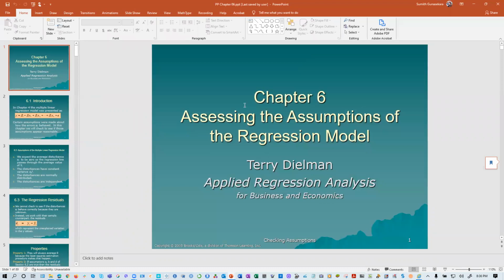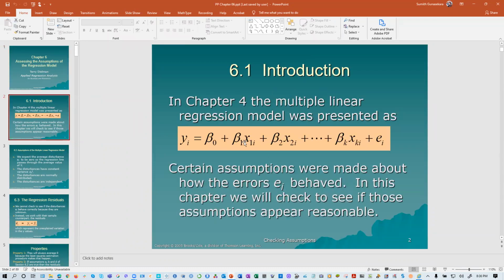This is in the assumptions of the regression model. You can remember that this is the multiple regression model. We have k many regressive variables. In most cases we had 5 or 6 regressive variables. And we have a number of parameters to be estimated. How many? One more than the number of regressive variables. We know that one.